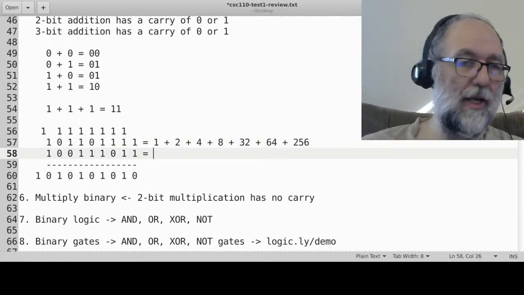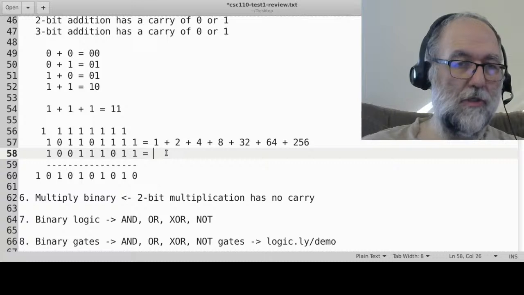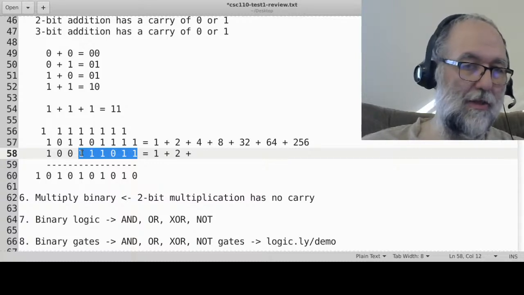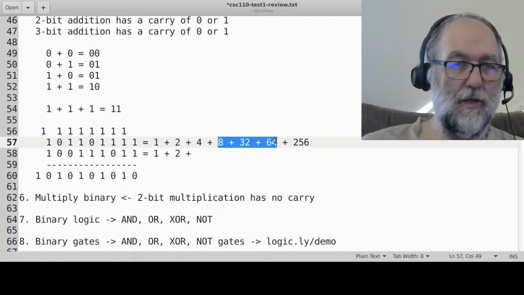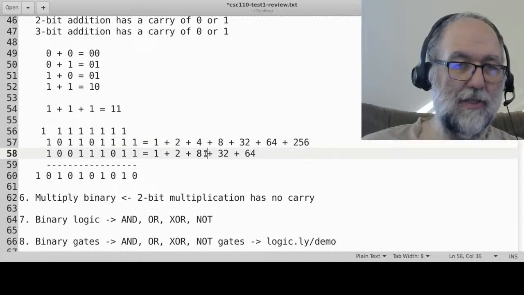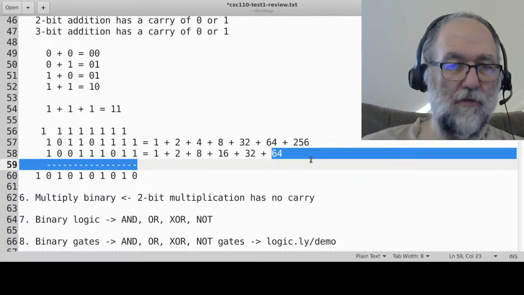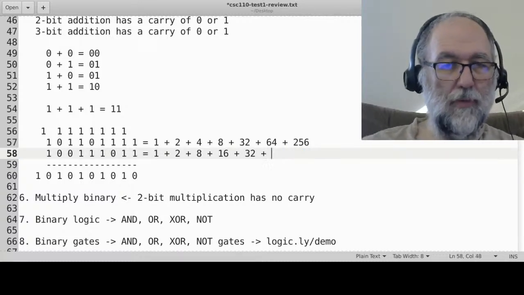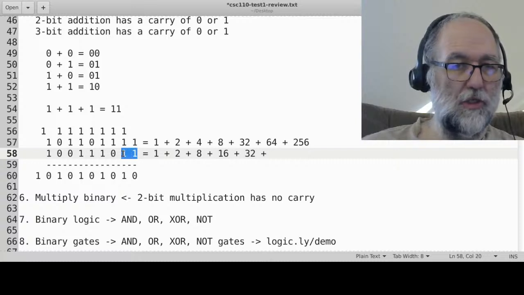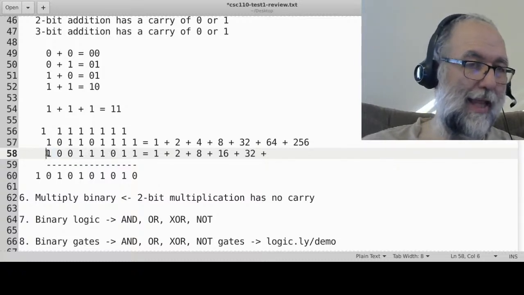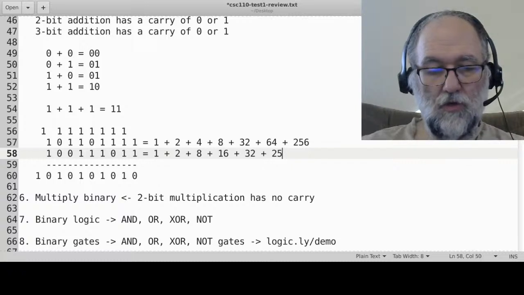All right. And then the next number is a 1 and a 2. Skip the 4. Okay. So a 1 and a 2, no 4. An 8 and a 16 and a 32. Oops, I forgot the 16. Plus 16 plus 32. I don't know if there's a 64, so let's get rid of that. Okay, so let's see here, a 1, a 2, no 4, an 8, 16, 32, no 64, no 128, and that last one right here is a 256 plus 256.